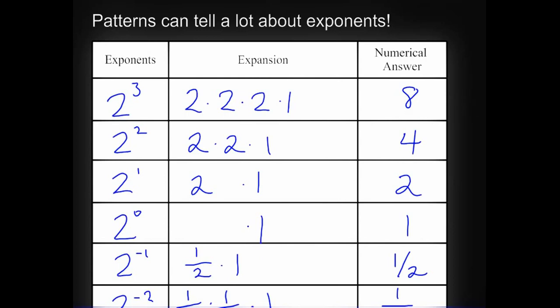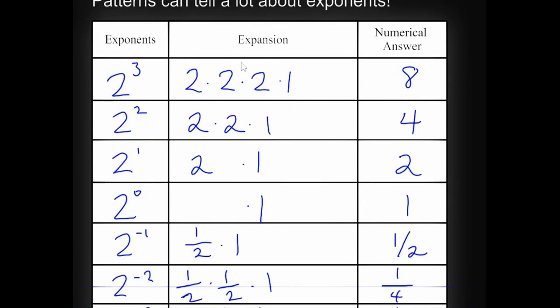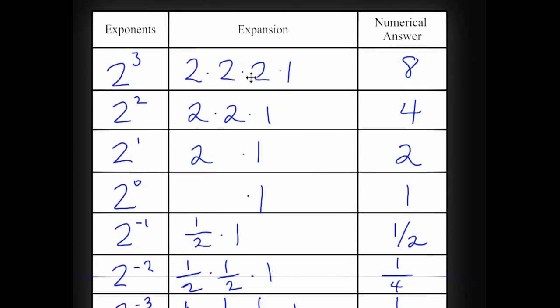Alright, now let's talk about patterns. What can patterns tell us? Well, it tells us a lot about exponents. Because 2 to the third is 2 times 2 times 2 times the 1. The 1 being the multiplicative identity, the 2 is the base, 3 is the exponent. Well, 2 times 2 times 2 is 8, because 2 times 2 is 4, 2 times 4 is 8. Do the same thing for 2 squared: multiplicative identity, my base and my exponent.